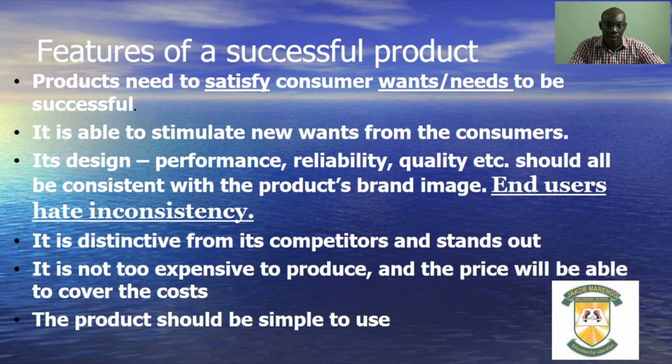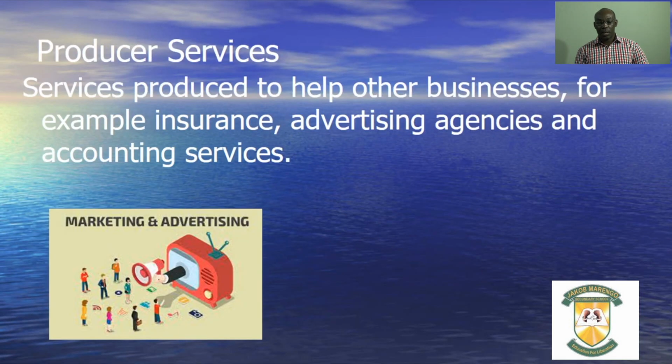So in this lesson, we have learned basically the marketing mix, the 4 P's: the product, the price, the promotion, and the place. We have only talked about the product, and we have discussed some of the features of a successful product. Next time, in my next video, I'm going to discuss with you the price as our next P in the marketing mix.